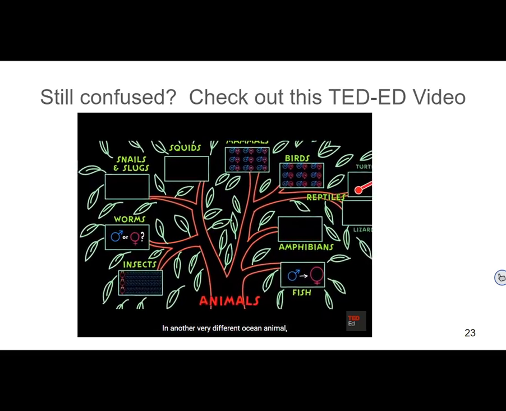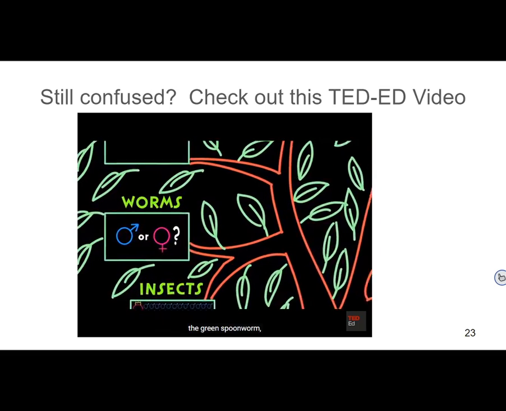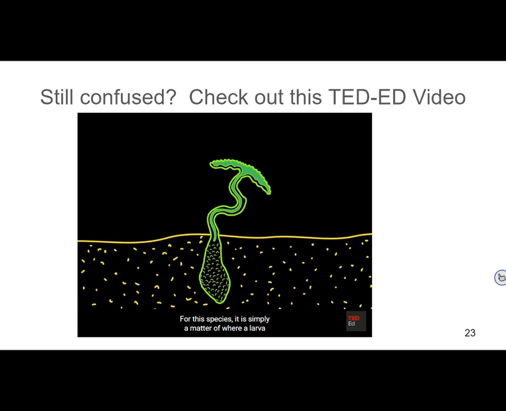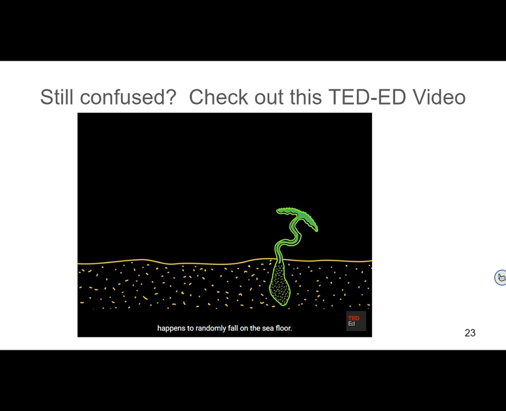In another very different ocean animal, the green spoonworm, the sex of the babies is determined by a completely different aspect of the environment. For this species, it is simply a matter of where a larva happens to randomly fall on the sea floor. If a larva lands on the open sea floor, then it will become a female. But if it lands on top of a female, then it will become a male.